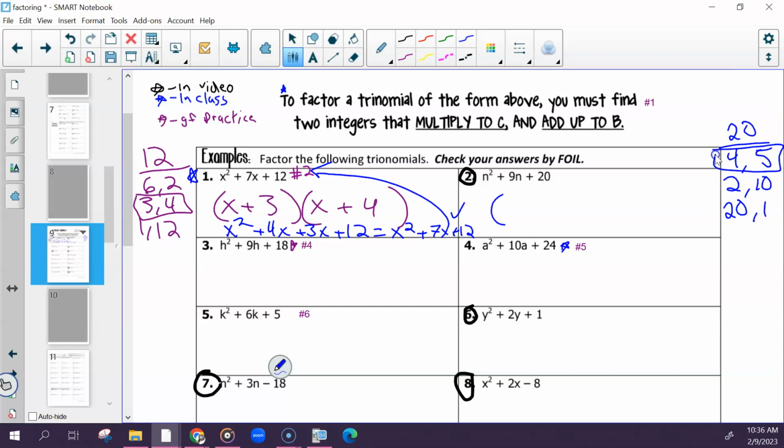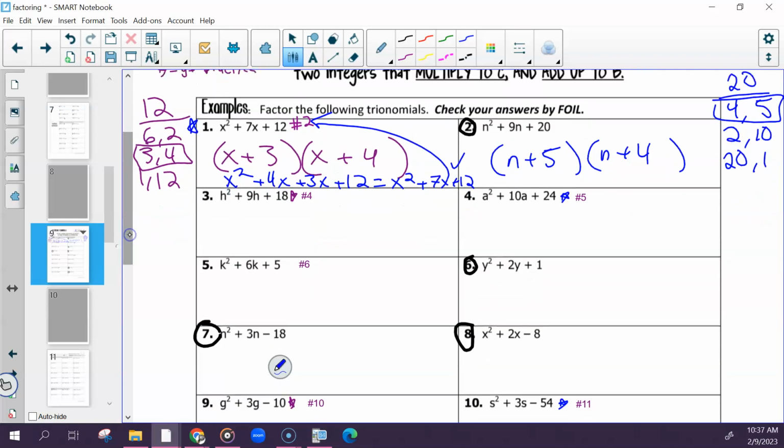So then our factors would be what? How would we write that? N plus 4, n plus 5, or vice versa. It does not matter. Questions on that? Let's do one more of these types and then we'll change.